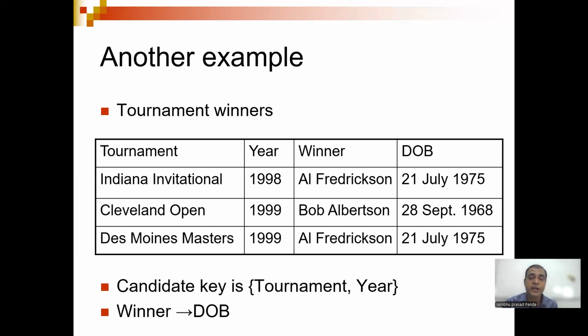Here also the candidate key is tournament and year, and 1999 is repeated. That's why it is combined. Winner determines date of birth.